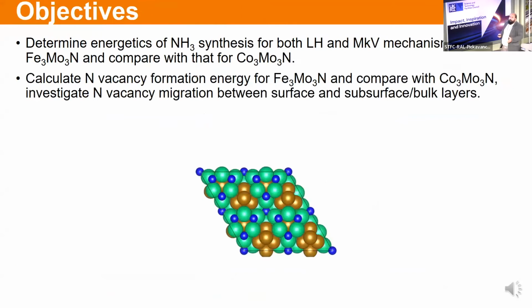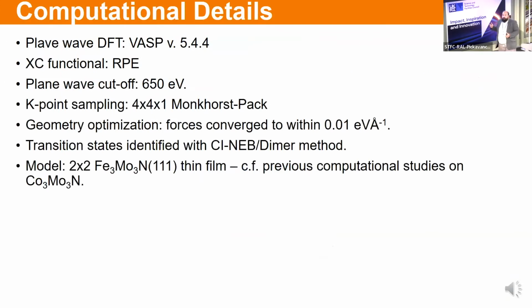So the objectives of the study are to investigate the energetics of ammonia synthesis using both the Langmuir-Hinshelwood and Mars van Krevelen mechanisms, and to also investigate the nitrogen vacancy formation energy and compare that with the cobalt molybdenum nitride. So just very briefly, some computational details: these are all plane wave density functional theory calculations within VASP. We use the revised PBE functional, which Computational used for his work on the cobalt molybdenum nitride, and is found to well reproduce nitrogen adsorption energy.